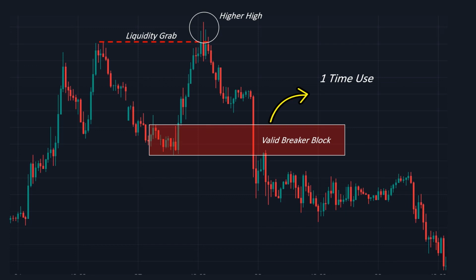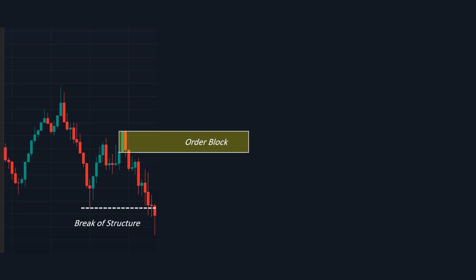To integrate all the criteria and rules for identifying valid breaker blocks, let's take a look at a real chart example. Now, let's analyze the Eurodollar on the 15-minute chart. Initially, we observe a swing low followed by a swing high, and then a strong downward movement that breaks and closes below the previous swing low. This action creates a valid order block, indicating robust supply for short positions.